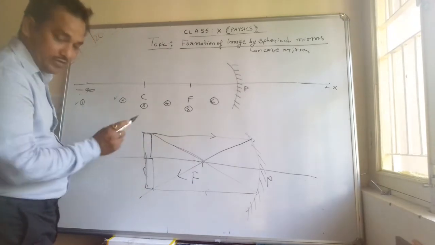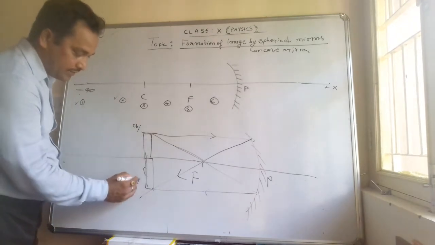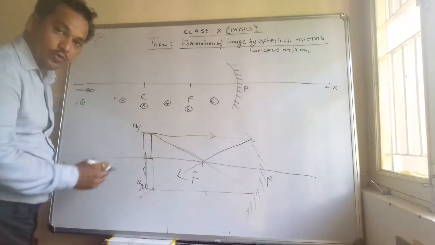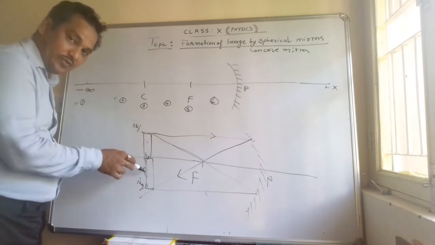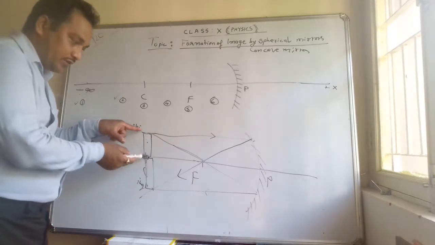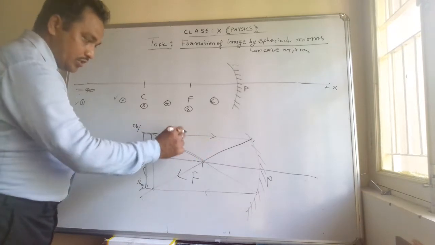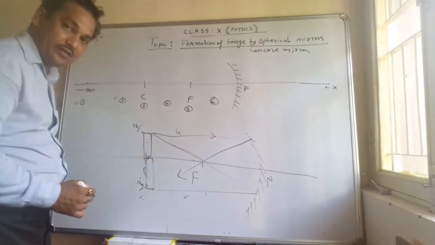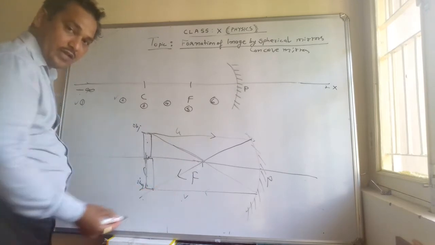So what we have observed, that object and its image both are at the C. When object is at C, image is also found at the C point. So this is the point where the height of the object and image are same, and this distance u is also equal to v. Distance of object is denoted by u, distance of image is denoted by v, as we are aware of it.